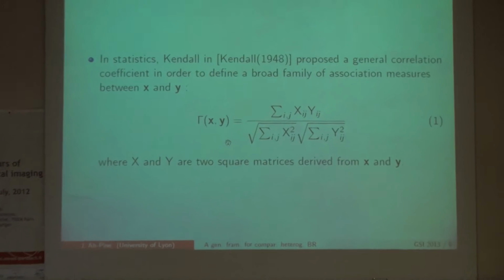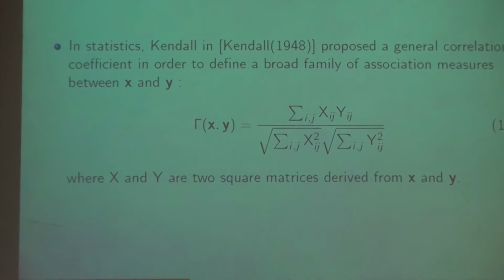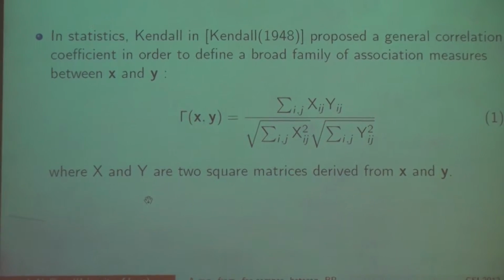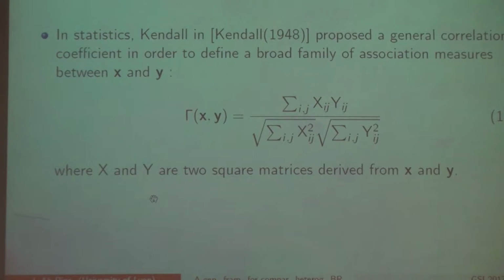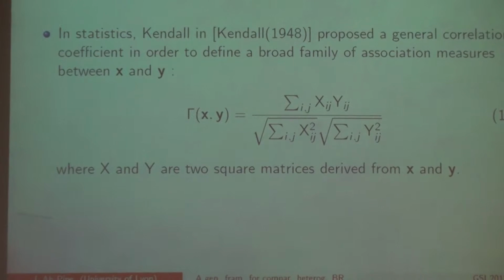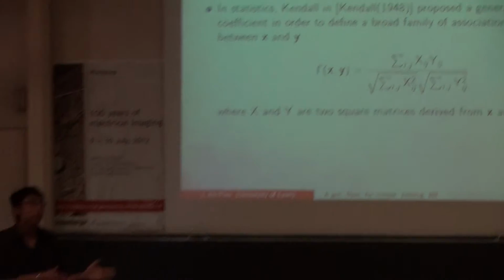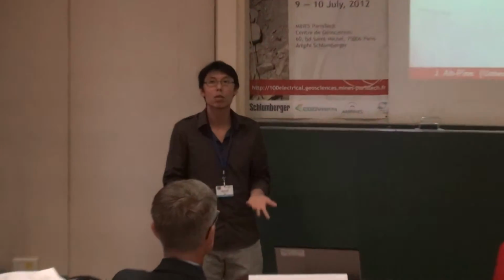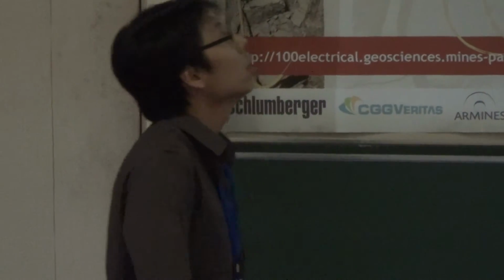So we are given x and y, and here we have these two matrices, straight x and straight y, which are two square matrices derived from x and y. It's a general formulation, and depending on the way we derive straight x from x, we have a particular association measure. So this general formulation actually embeds many association measures. Here are rapidly two examples.